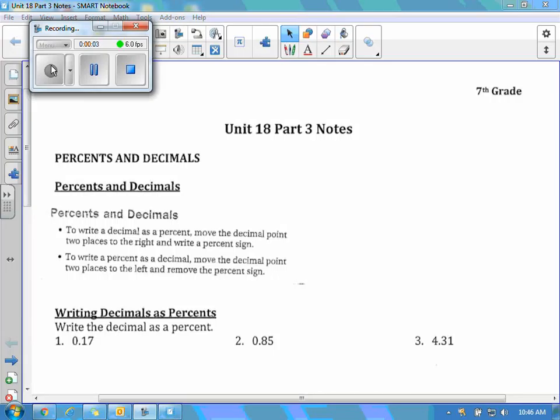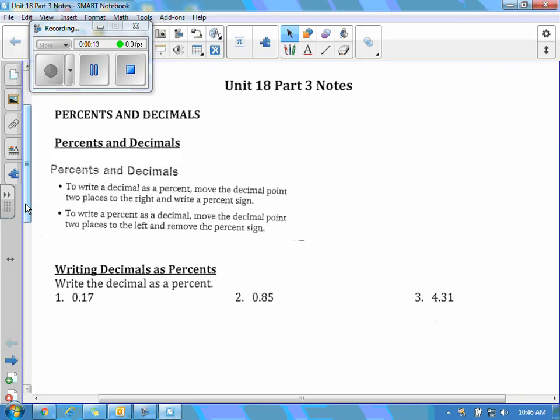Okay, in Unit 18, Part 3, we are talking about percents and decimals. We've done percents and fractions, and percents and word problems, now percents and decimals. This is probably something you've done before, but let's review real quick. This is straight out of your book.